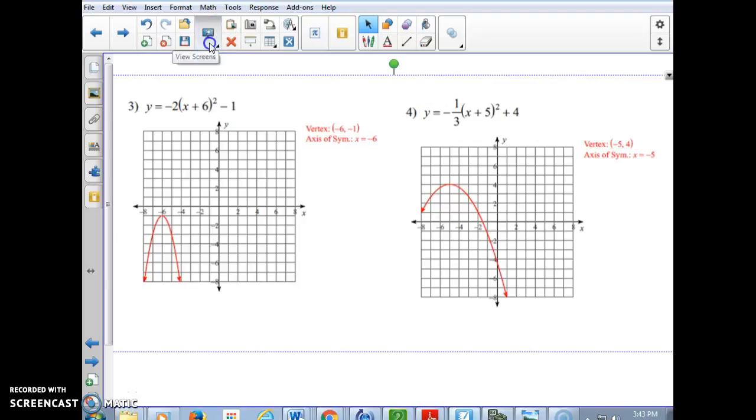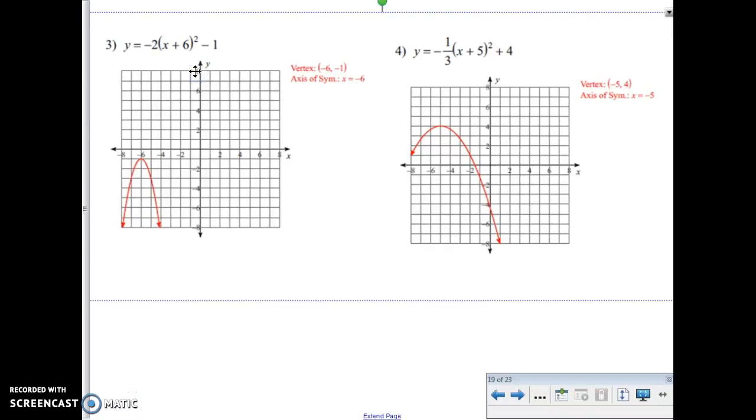Okay, guys, so hopefully this is what you got for your graphs for 3 and 4 in your notes. If you didn't, just raise your hand or talk to me the next time you see me about this so we can deal more with this.